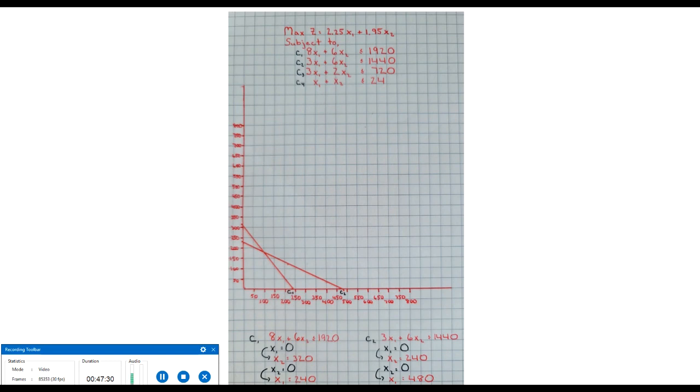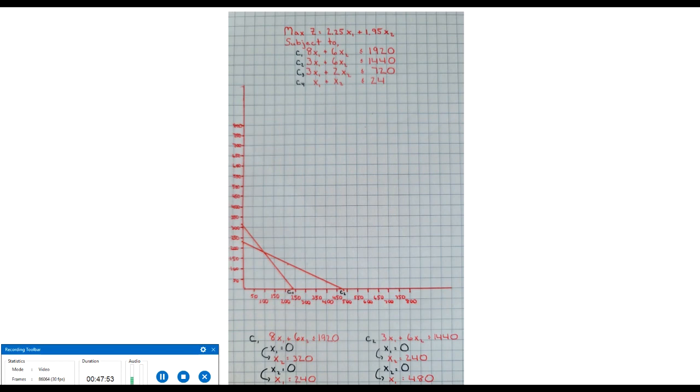If it is above C1 but below C2, we have enough tomatoes but not enough onions. If it's above C2 but below C1, we have enough onions but not enough tomatoes. So please be aware of that situation.